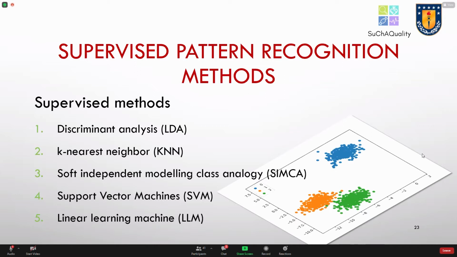I will describe a couple of them, but the most known methods are the discriminant analysis, which requires a normal distribution of data. This is imperative, this is mandatory. The KNN method, the K nearest neighbor method, is a very simple method to be used. Then SIMCA, the soft independent modeling of class analogy, support vector machine, and linear learning machine. In chemistry, maybe the first 4 methods are well known.